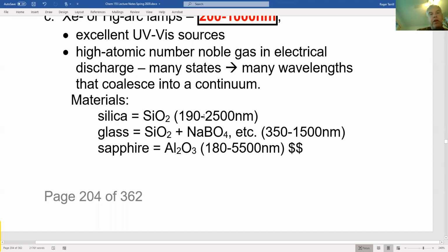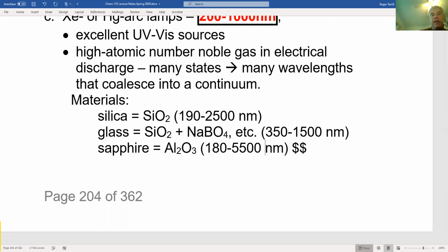which is transparent in the 190 to 2500 nanometer range. Glass, which is transparent in the 350 to 1500 nanometer range. And then if you want to get fancy, you can use sapphire. Sapphire is a fancy name for aluminum oxide. And that is transparent a little farther into the UV and significantly farther into the mid-infrared, up to 5,500 nanometers. 5,500 nanometers is about 1 over 5, about 0.2. That's about 2,000 wave numbers. So you can catch the CH stretching modes through sapphire.